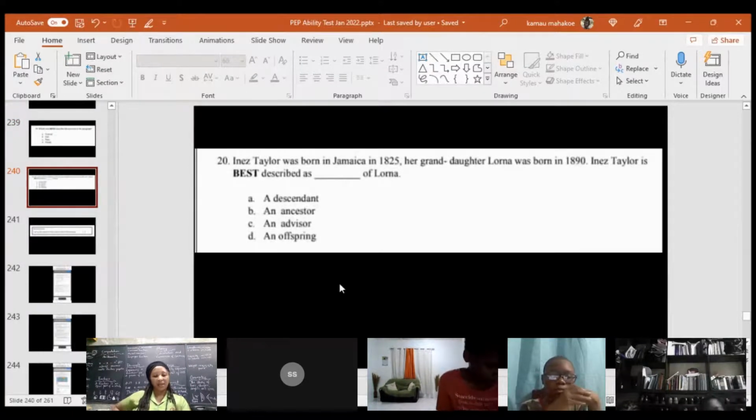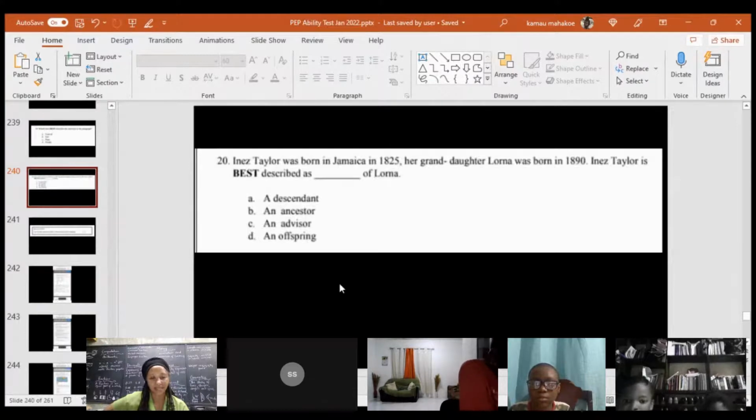All right, Amari, number 20. Okay, miss. Number 20. Inez Taylor was born in 1825 in Jamaica. Her granddaughter Lorna was born in 1890. Inez Taylor is best described as dash of Lorna.